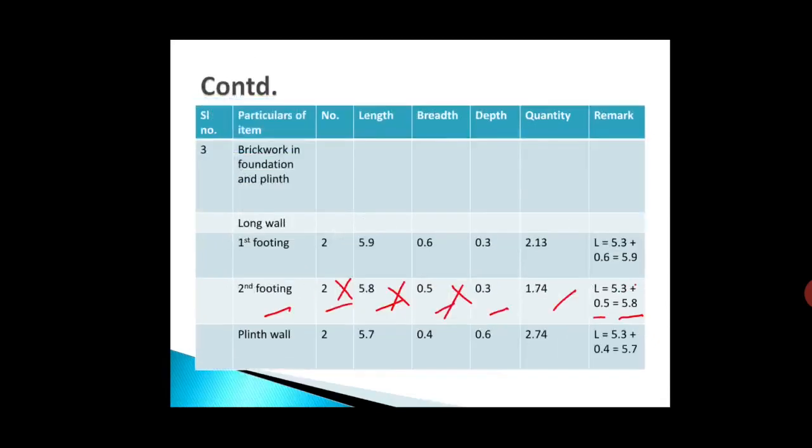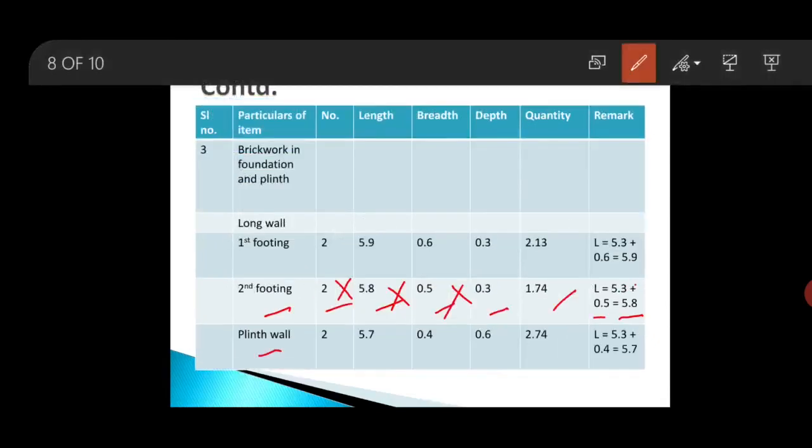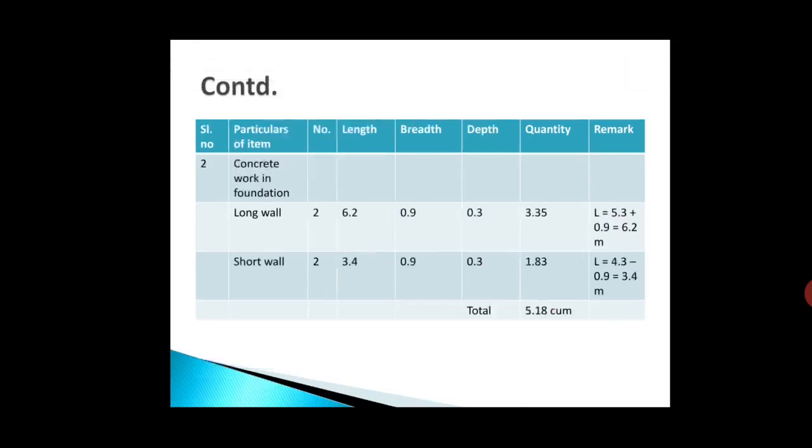So, the next one is plinth wall, number is equal to 2 and length will be equal to 5.3 plus 0.4, that is width of the plinth wall. So, it will be 5.7, then breadth is 0.4, depth is 0.6. So, by multiplying these three we will get the quantity 2.74. So, this is all about the long wall. Then we will move to our short wall.